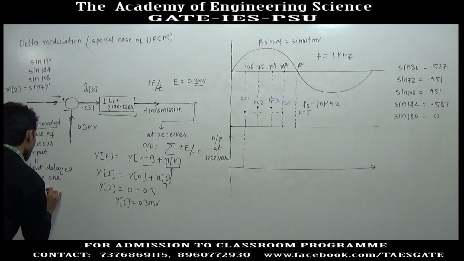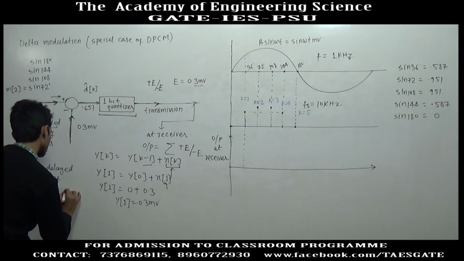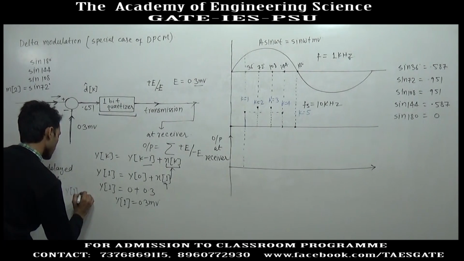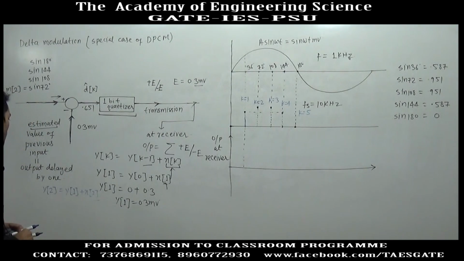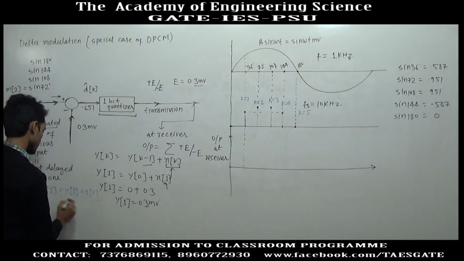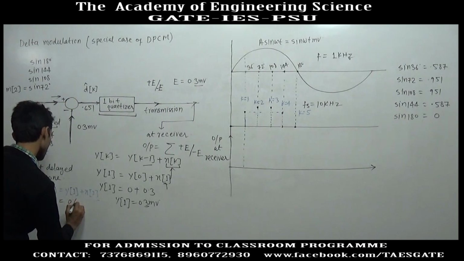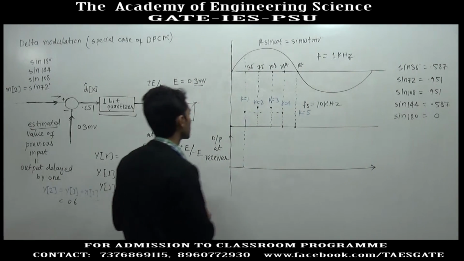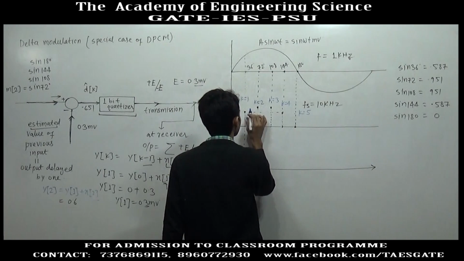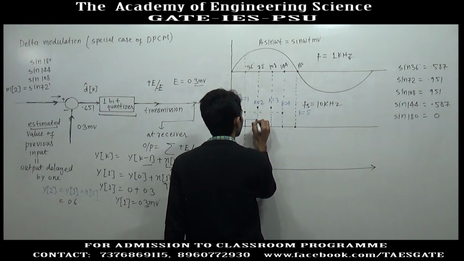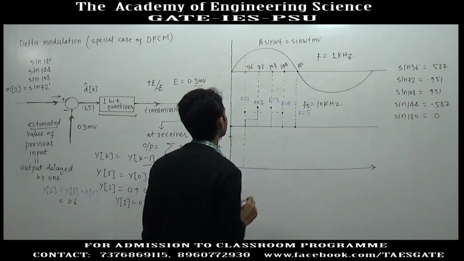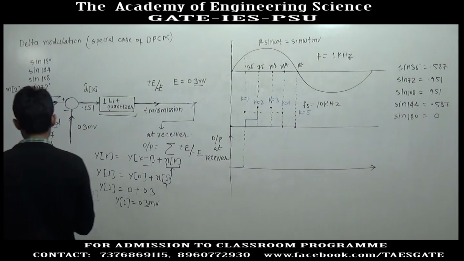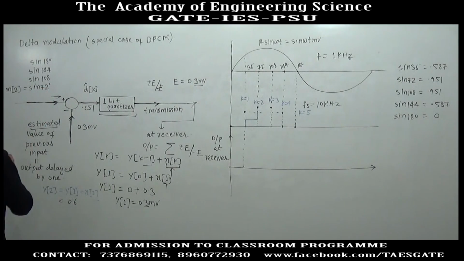Again, the second output will be y 1 plus x 2. X 2 is again positive, this is 0.3, and y 1 is equal to 0.3. So, the next output we will get as 0.6 millivolt, 0.3 plus 0.3, 0.6 millivolt. So, this has been transmitted.